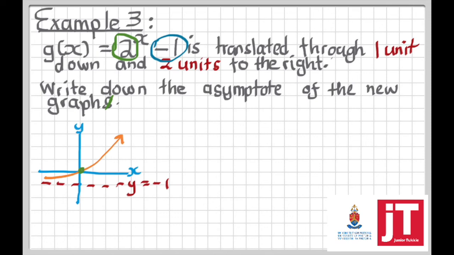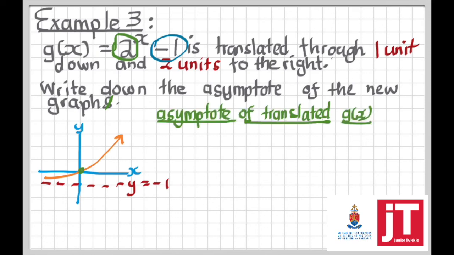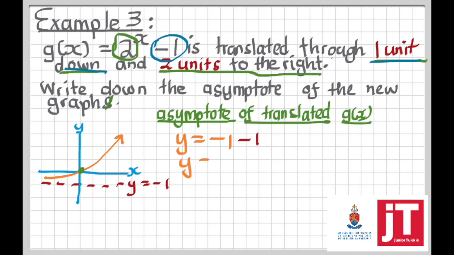So now we're going to start by saying the asymptote of the translated graph of g of x will be, you start by saying y is equal to -1, which is your original asymptote, but then you are told that graph would have been translated 1 unit down and 2 units to the right. So 1 unit down, you need to subtract. So you're going to subtract 1. And so you get your final answer as y is equal to -2 as the new asymptote.